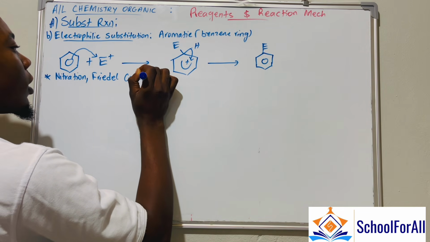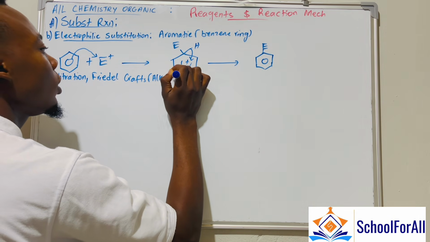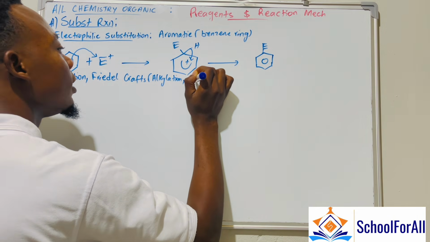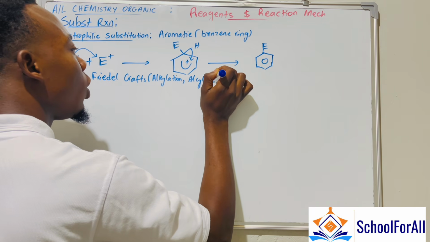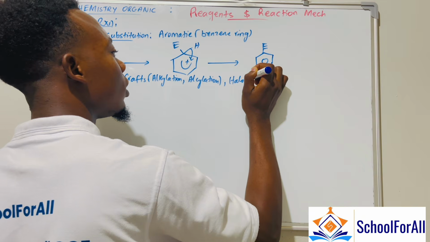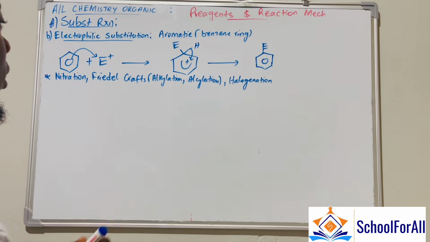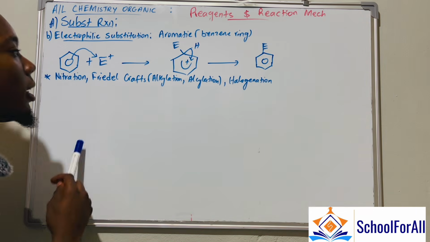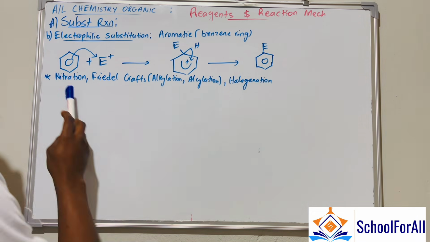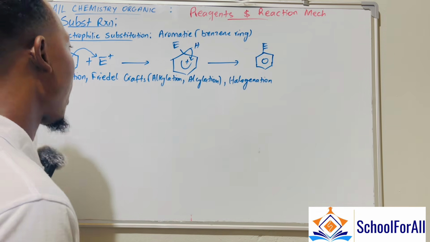Now, this electrophilic substitution reaction, we generally see it in nitration of benzene, in Friedel-Crafts alkylation and acylation, and we also see it in halogenation of benzene. So you see this mechanism in this type of reaction. We are going to discuss two of the reactions, and the rest you will practice at home.